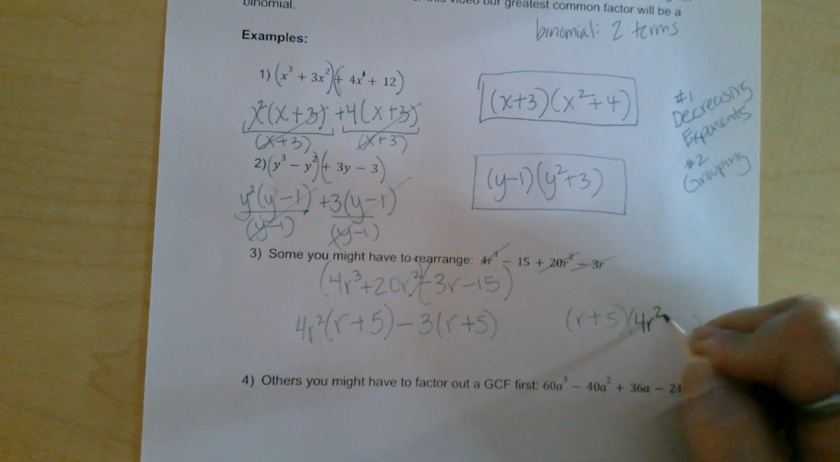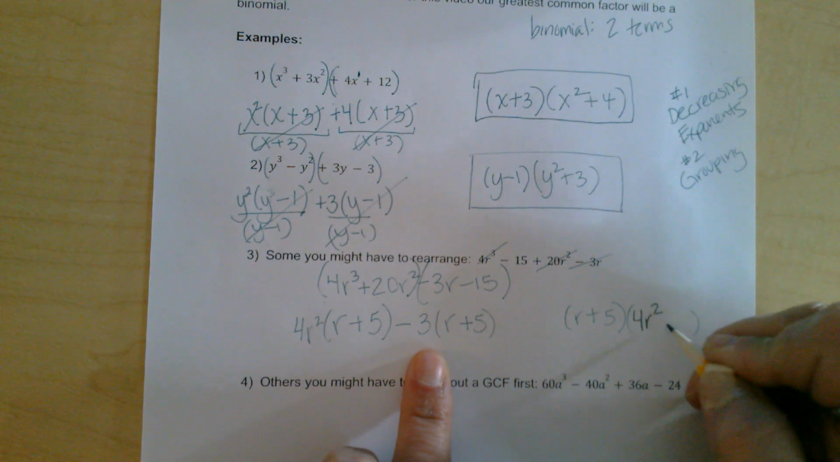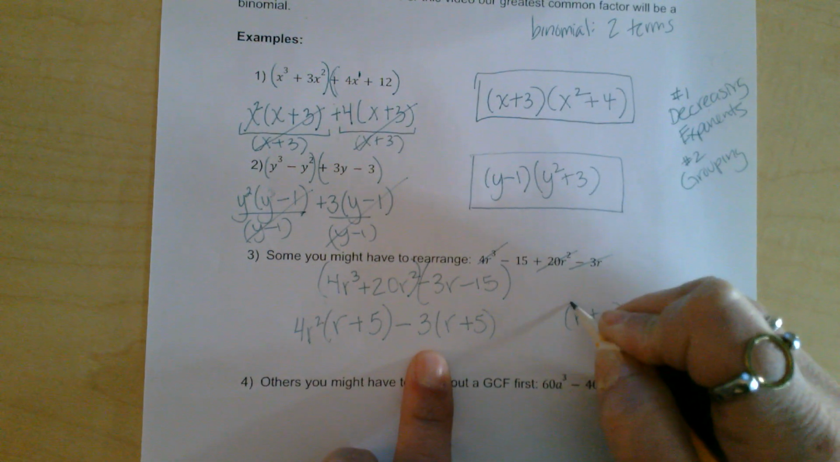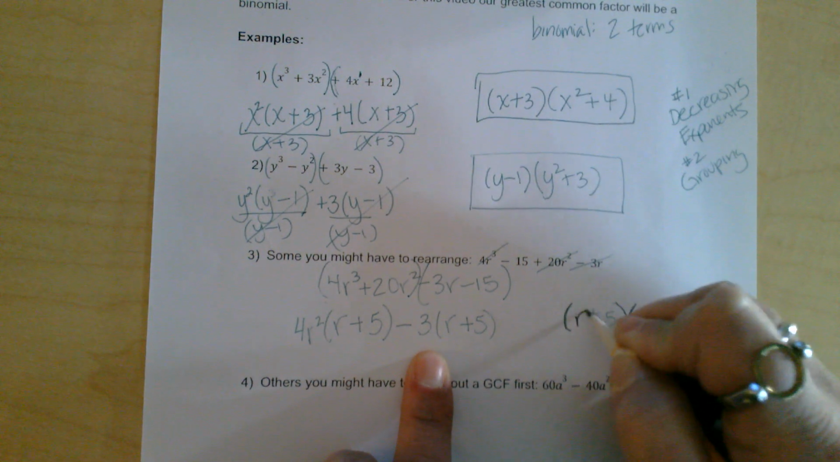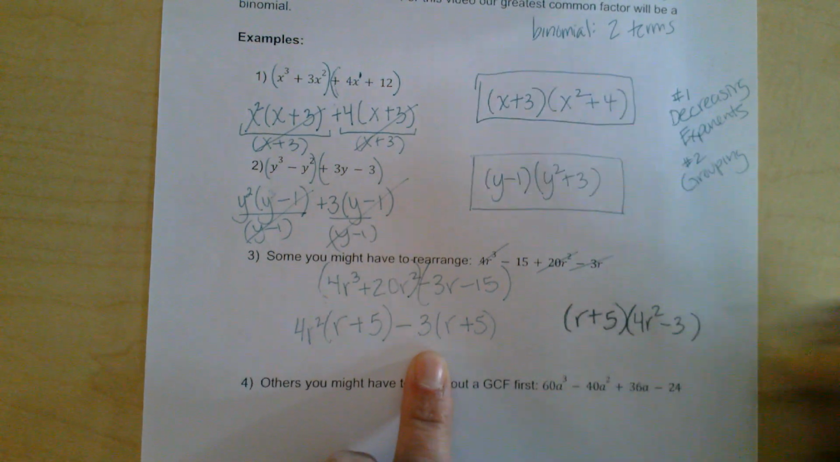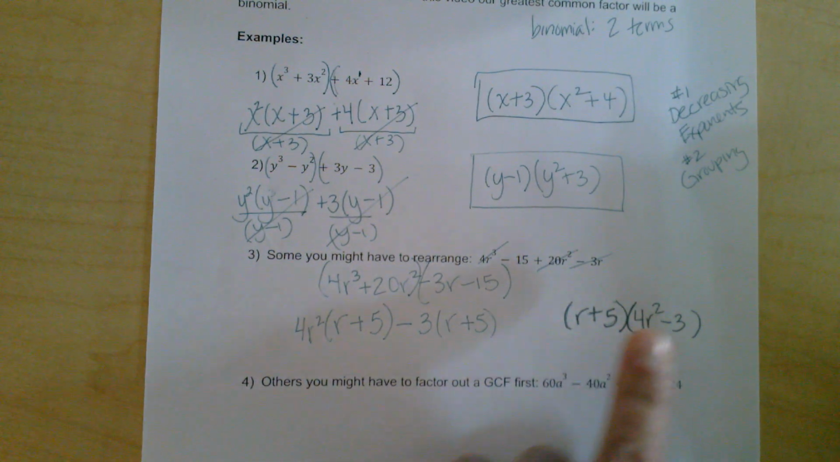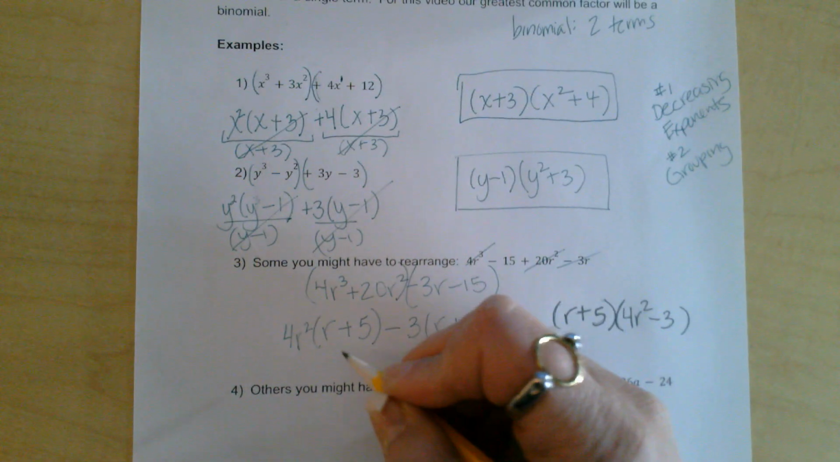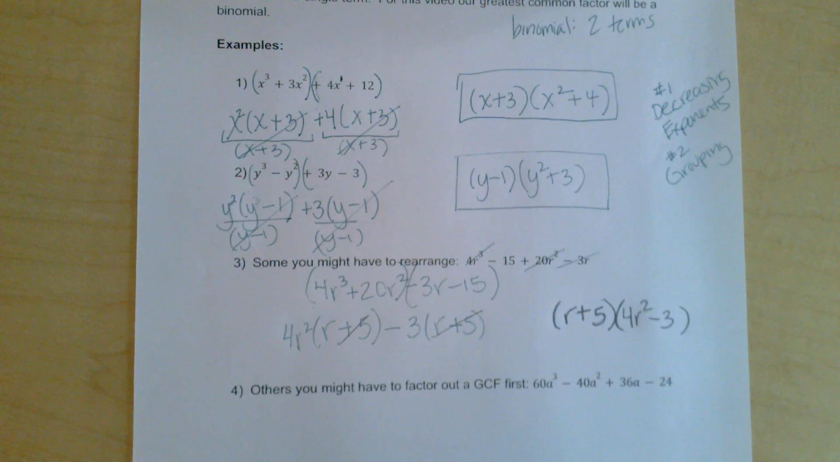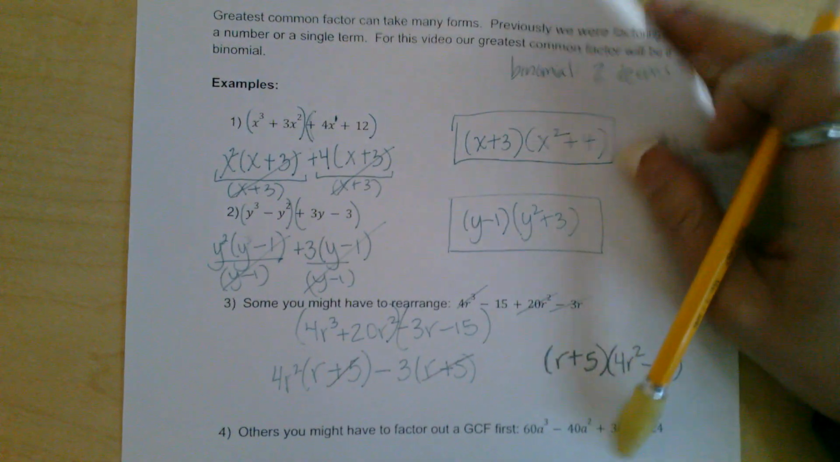So I'm going to have 4r squared. And if I factor out an r plus 5, I have minus 3. That's a little bit better because it looks a little bit darker. My pen was running out. So I have the quantity r plus 5 times the quantity 4r squared minus 3. And if you like to check those off here so that you could see, you could do that as well. Okay, two more to go, number 4 and number 5.